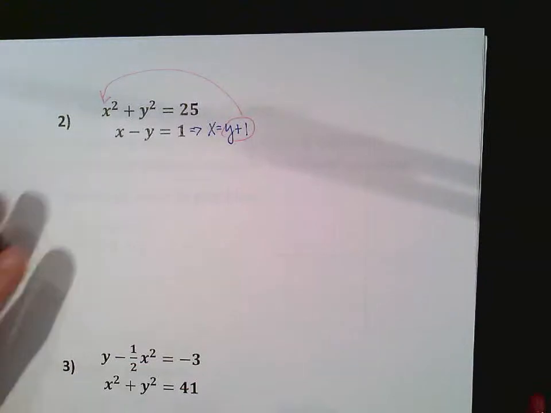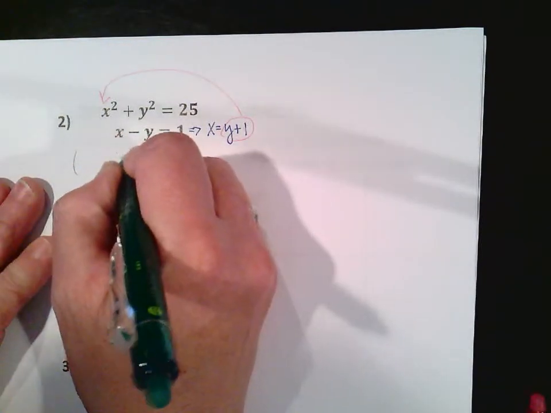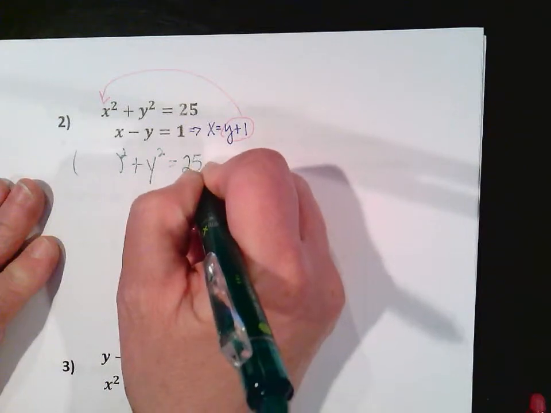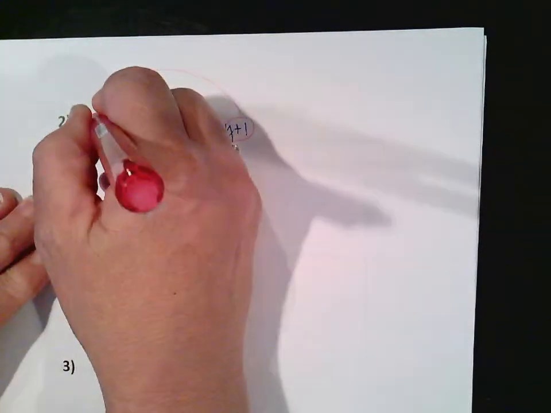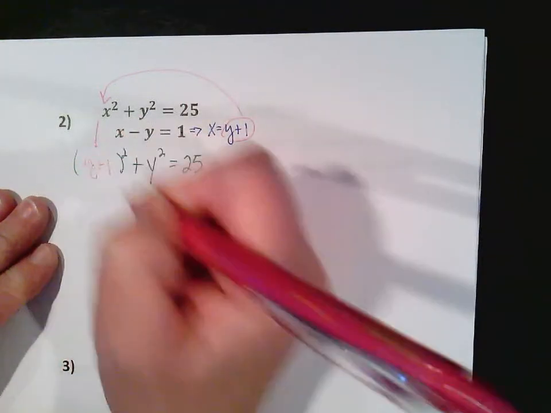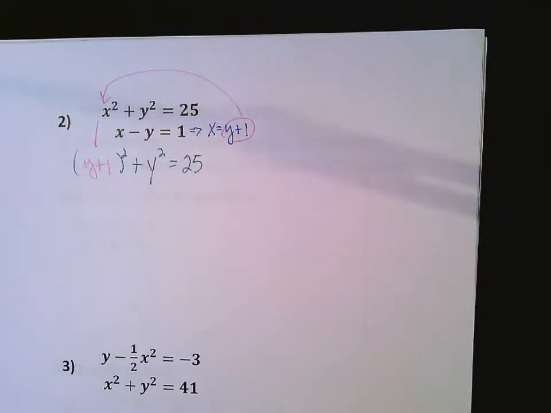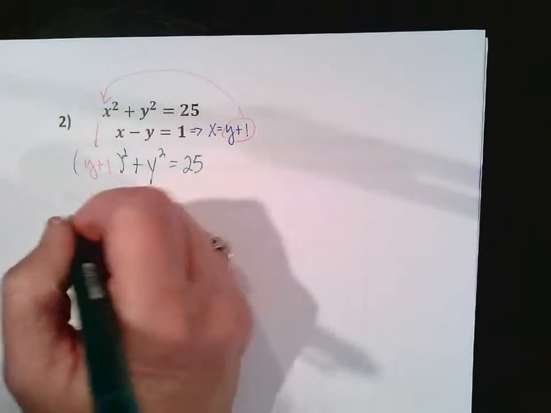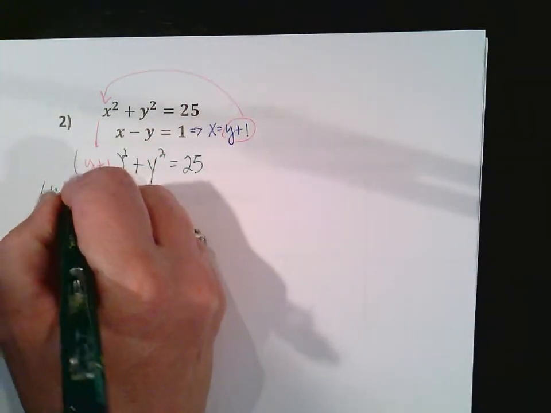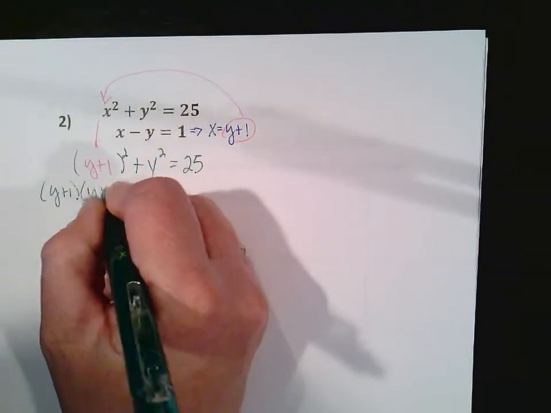So my original equation is whatever x is squared plus y squared equals 25. That's that first equation. And what I'm putting in place of the x squared is this expression y plus 1. And remember, when we square a binomial, we can't just square the parts. We have to square the binomial by taking that binomial twice.